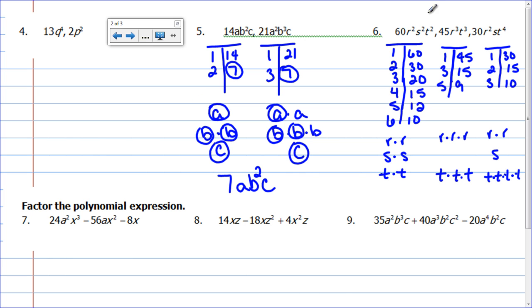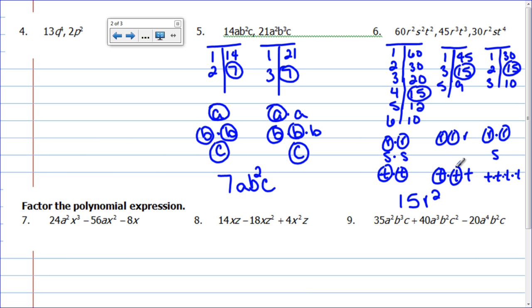So I have my tables here, and I've done all my stuff, and now we're just going to find what we need. The largest number they all have in common is 15, so hopefully that's what you found. Then for my r's, they all have at least 2, so I have an r squared. And if you'll notice, they don't all 3 have s's, which means no s in common, so we don't put an s. And then they share 2 t's in common, so I have t squared. So there is your greatest common factor.